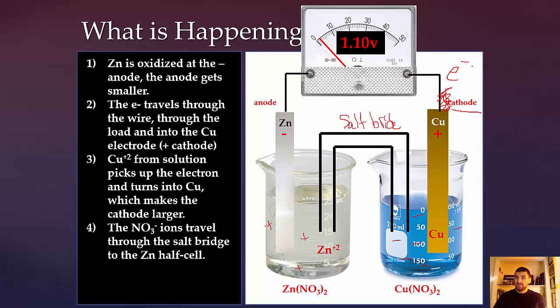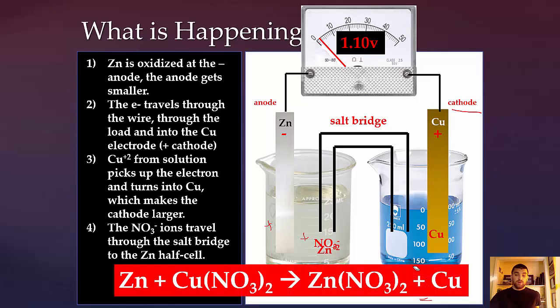Because negative charges repel negative charges. So it wouldn't happen. You need a way to get rid of that extra negative charge on the other side. So that's where the salt bridge comes into play. The nitrate ions that are hanging out over here are going to be able to travel across the salt bridge to the other side as such, right? Nitrate's going to go across, which means we're going to get rid of some of this negative charge over here. And that nitrate's going to combine with the zinc +2 ions. So we're going to get this as our overall reaction.